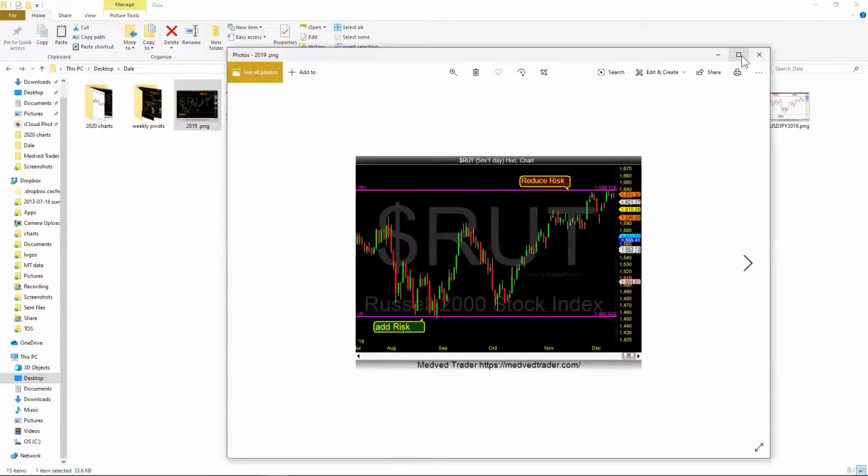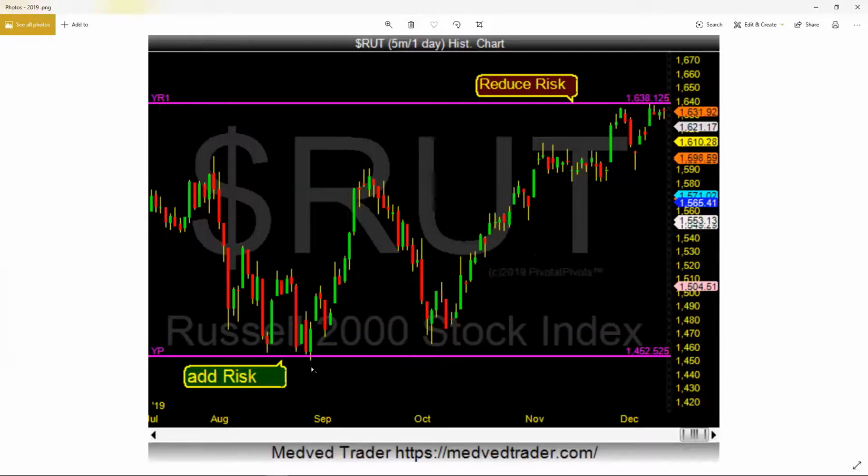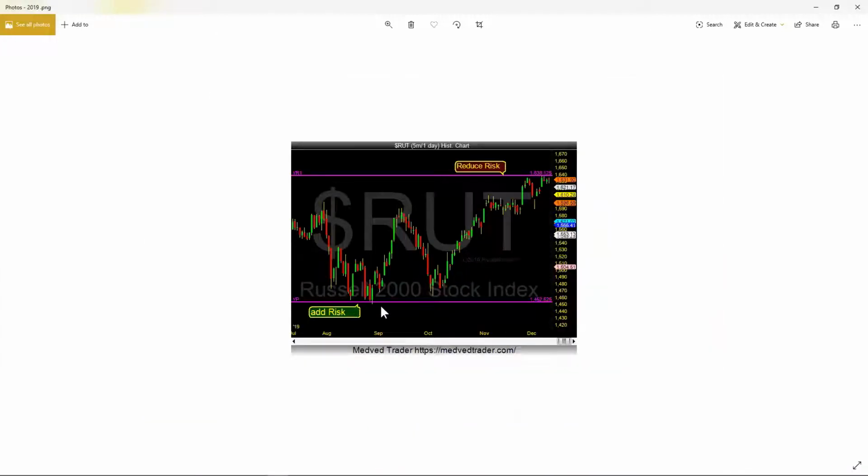Let's do a little recap with some 2019 stocks. 2019 was an interesting year, where a lot of forex pairs and a lot of stocks pulled back to their yearly pivots. Let's start with the Russell. Russell last year came down to its yearly pivot last September, bounced right off of it, and then went up to its yearly R1 pivot back in December, and then broke out to a higher high. So the yearly pivot went from the YP to yearly R1.